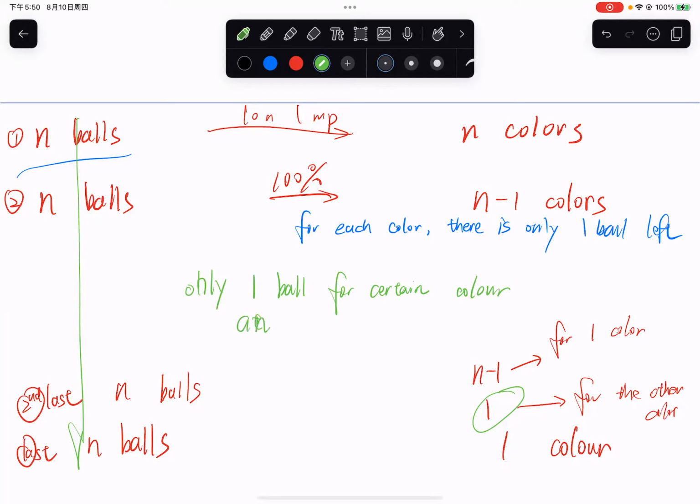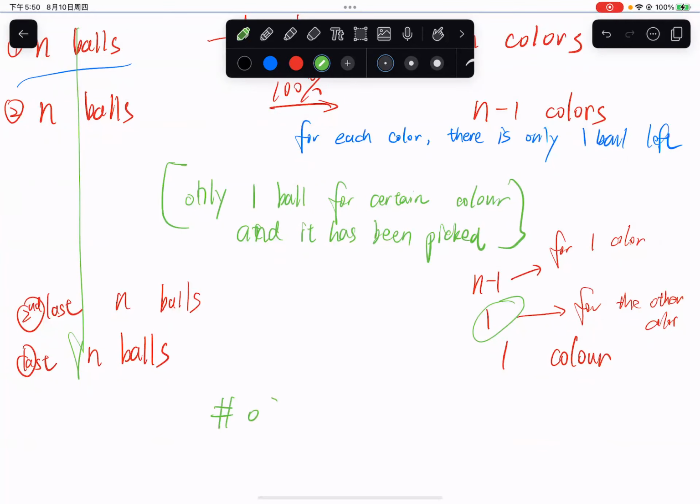and it has been picked, right? We only need to care about this stage. And how can we do that? Then we only need to consider the number of colors left in the system.